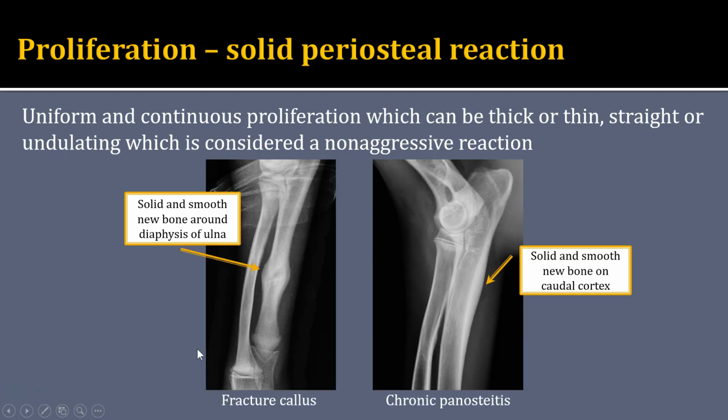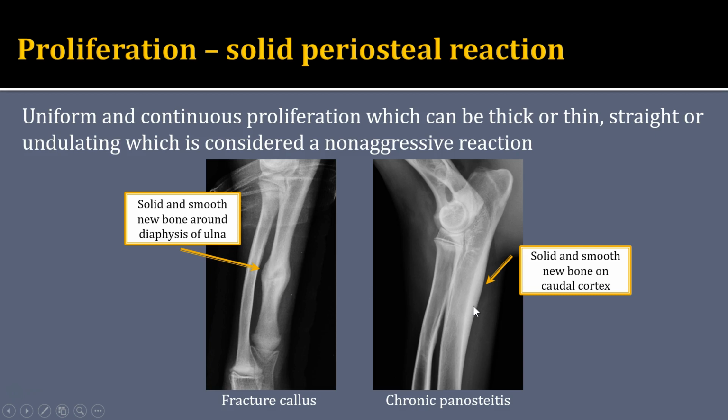Let's first look at our solid periosteal reaction, which is very uniform and continuous proliferation. However, it can be thick or thin, it can be straight or undulating, but it is usually considered a non-aggressive reaction and typically seen in non-aggressive processes. In this antebrachium of this young dog, I can see this kind of solid periosteal reaction that is on the outer part of the cortex, so periosteal, that is around the diaphysis of this ulna, which was a fracture. And so this is a callus that is forming around that fracture.